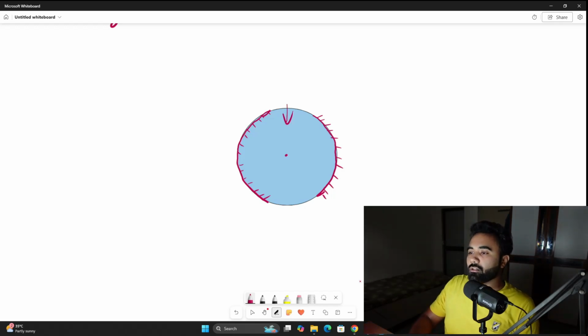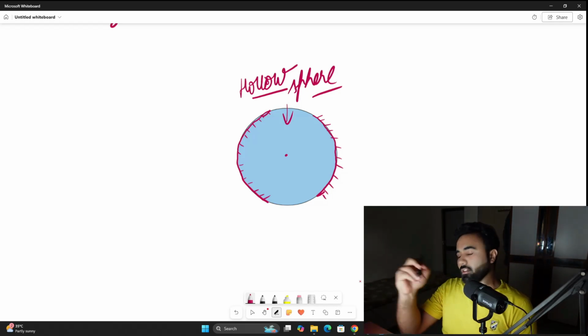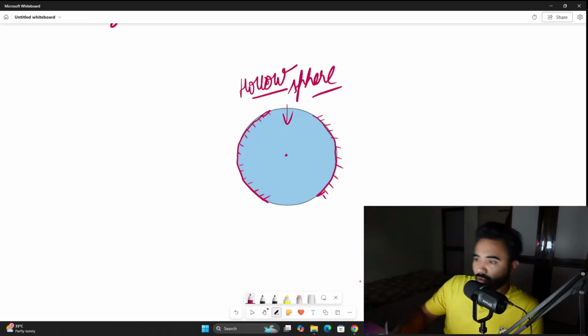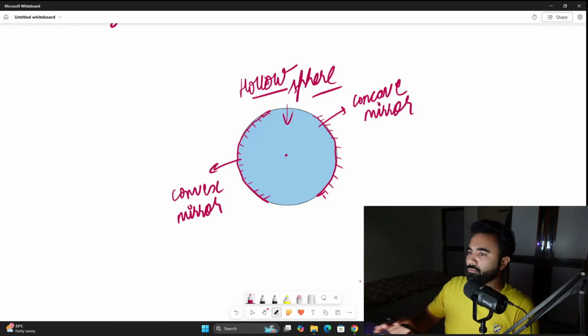So this one is a hollow sphere, out of which two mirrors have been curved. This one is called a concave mirror, and this one is called a convex mirror. It's easier to remember it like this.